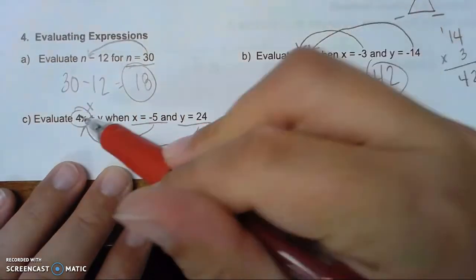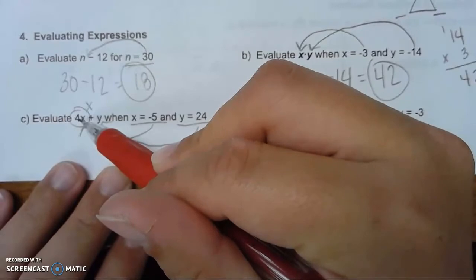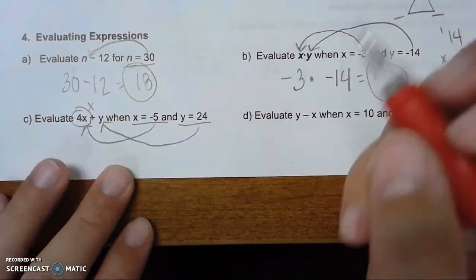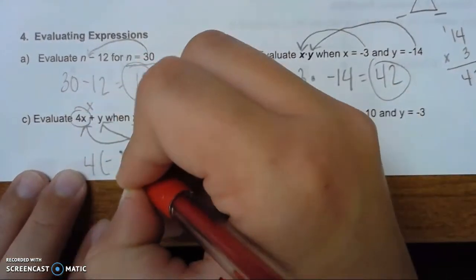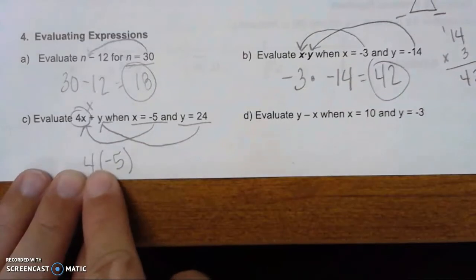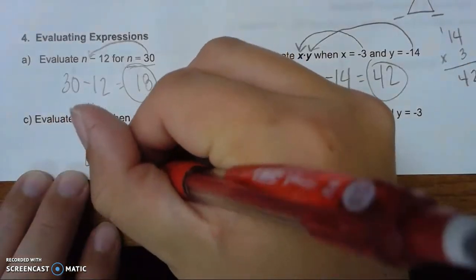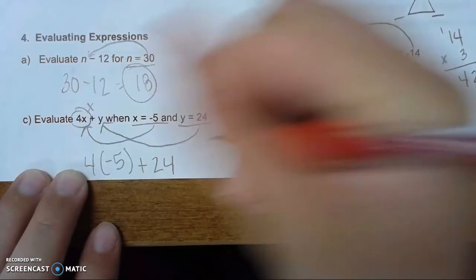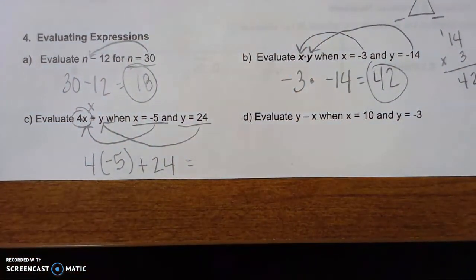So I am not just going to plug in negative 5 here and write this as negative 45. This means I'm going to take 4 times negative 5 to give me my answer. So plug in -5, and I'm just going to use parentheses to demonstrate that multiplication, because anything shoved up next to a variable or parentheses means that you're multiplying. And then when I plug in 24 for y, it would just be plus 24.